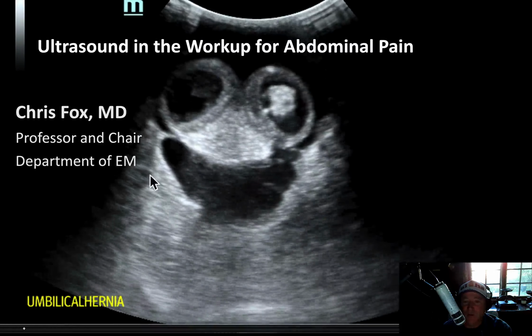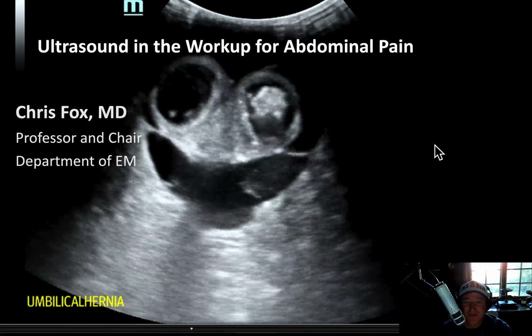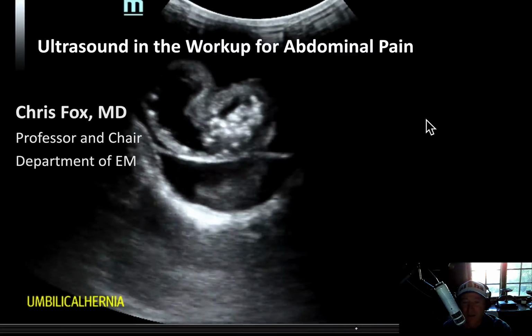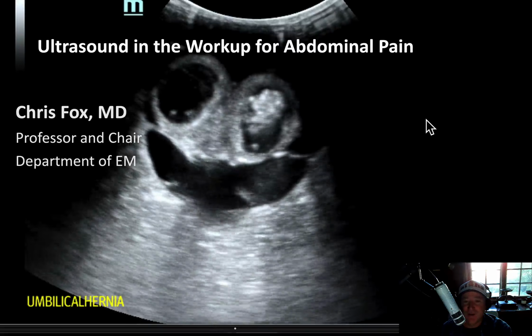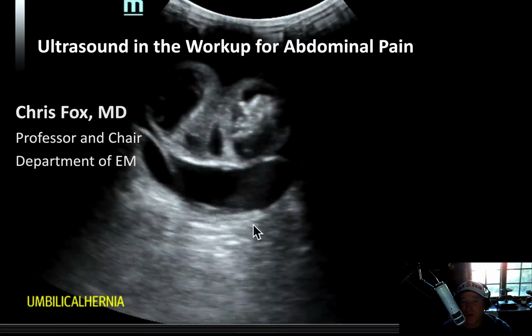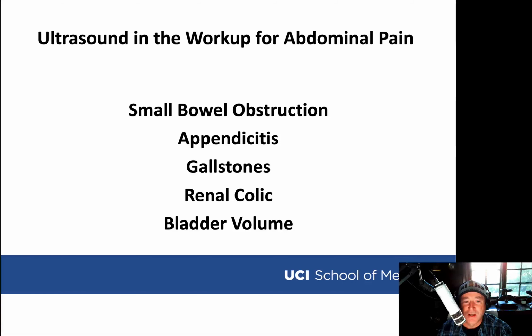This is a nice umbilical hernia. It just kind of looks like a happy face when we see this. We do this thing called ultrasound Doppler gangers, where it looks like something else on ultrasound. This was like a Doppler ganger for a happy face. Anyway, so yeah, we can look at small bowel obstructions, appendicitis, gallstones, renal colic, and bladder volumes.